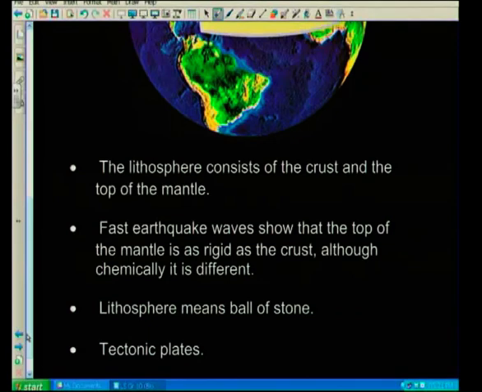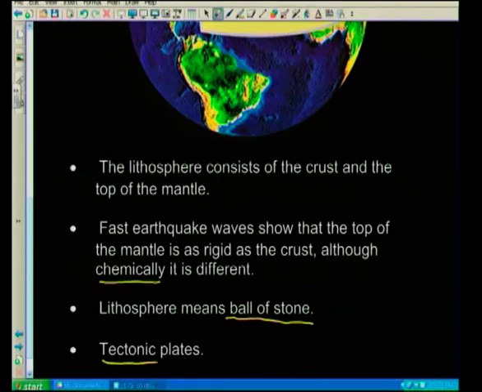All right. Now that crust part is where we have earthquakes. All right. Now the fast earthquake waves show that the top of the mantle is rigid, just like the crust, although, like I said, it's a bit different. Now the lithosphere means a ball of stone. So it's like solid stone, solid rock.